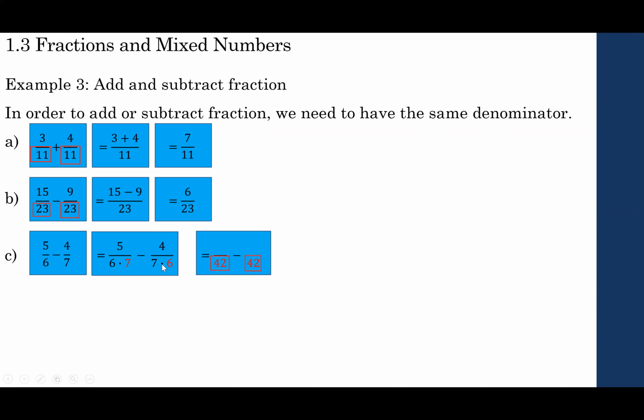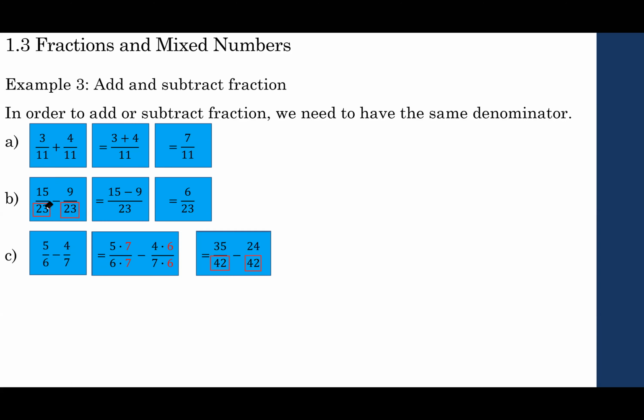But if you change the denominator, you have to change the numerator. Meaning, if you multiply 7 on the bottom, you have to multiply 7 on the top. Again, if you multiply 6 on the bottom, you have to multiply 6 on the top, which is, we cannot just change the denominator and not change the numerator. So if you change the denominator, you have to change the numerator.